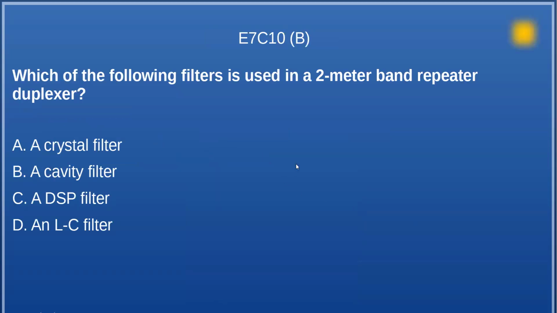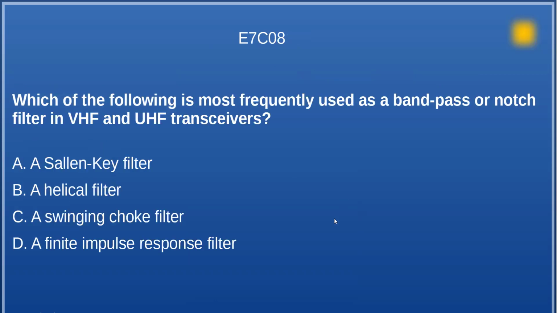So which of the following filters is used in a 2-meter band repeater duplexer? You were paying attention. Which of the following is most frequently used as a bandpass or notch filter in VHF and UHF transceivers?